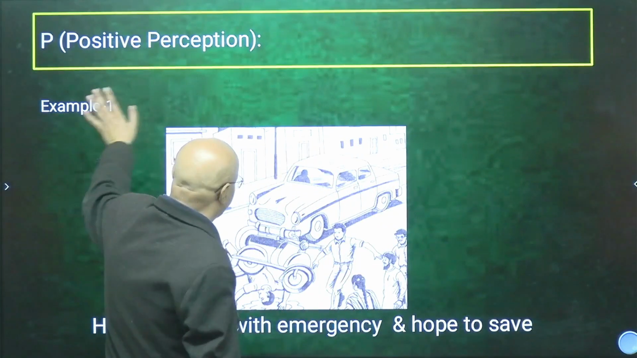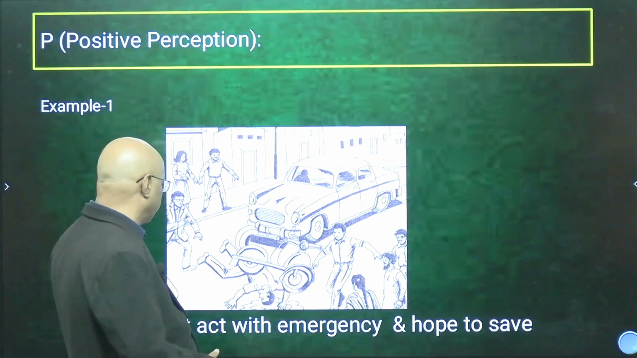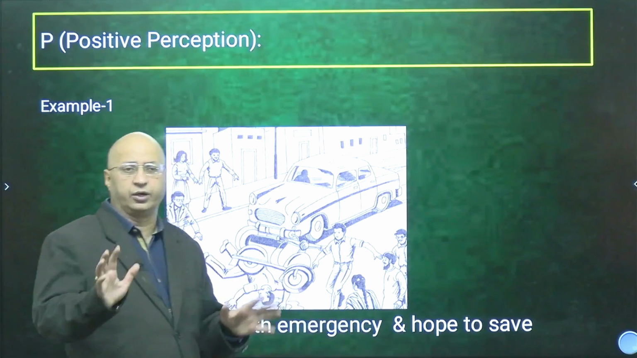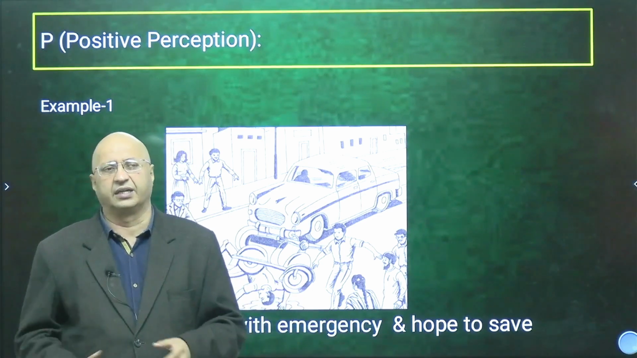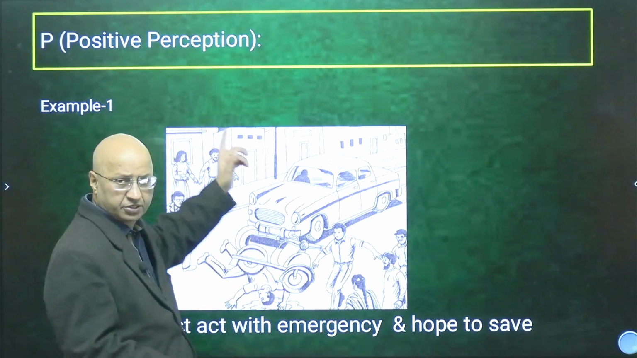Then we come down to positive perception. You should believe that you will solve it. So what is it? The hero must act with urgency and hope to save. Not think that he will not be able to save. He should never have this. So that is clear, positive perception.